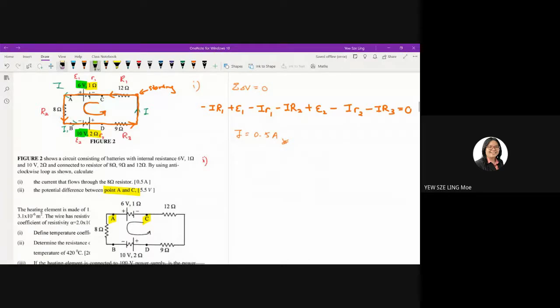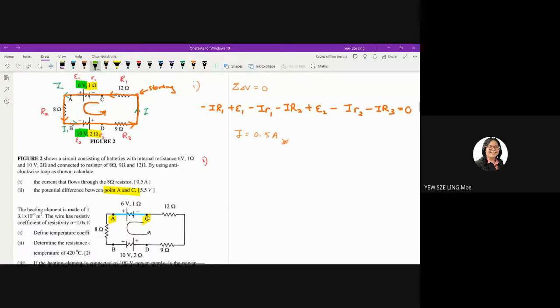So how do you travel from A to C or from C to A? You have two choices. First is through this short path, through the battery. Straight away, you can get the answer. That is the easiest one. And AC also indicates the terminal potential difference, the terminal voltage of this EMF1.